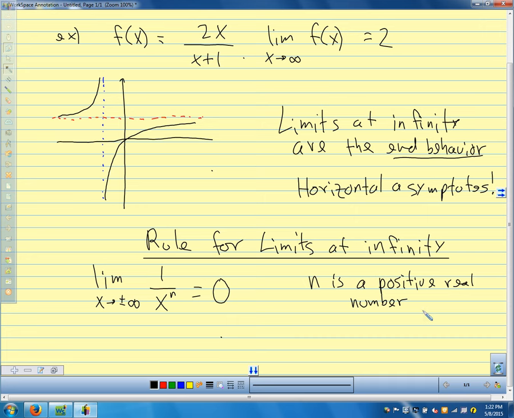That's the only rule that we need to know that we're going to work with for limits at infinity. The limit of 1 over x to the n, as x approaches positive or negative infinity, is 0. So what I want to do is go through several examples and relate this idea to our rules for horizontal asymptotes, and then talk about some really nice shortcuts for remembering how these things work. All right, so questions so far? Okay.